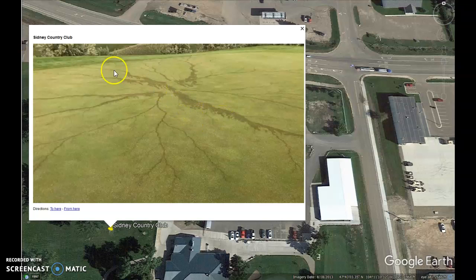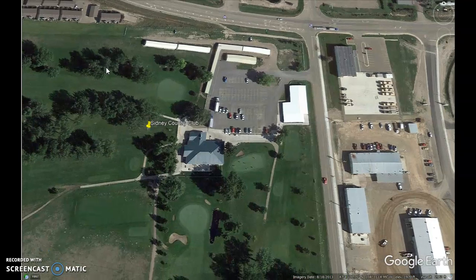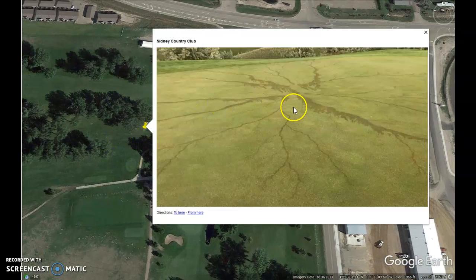And right here we have an image of the Sydney Country Club. The golf course here was struck by lightning, and this pattern was recorded. And as you can see, the lightning spread out, and that is why you don't want to lay down, because if you're laying down, this could travel through your body and cause great damage.